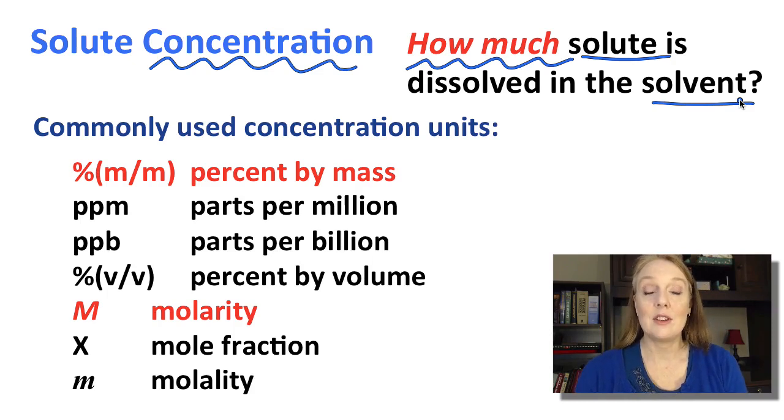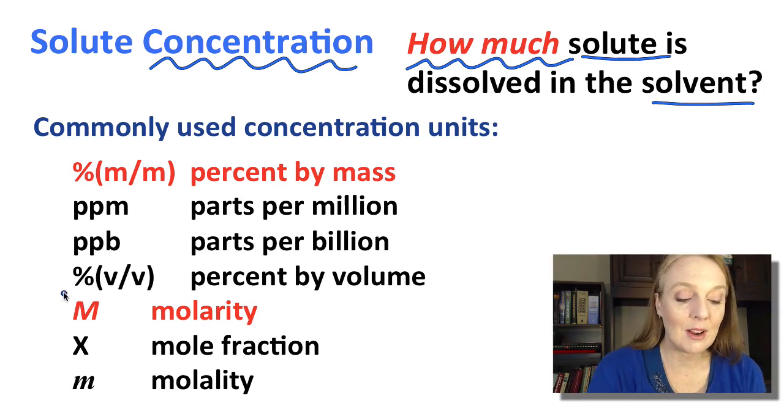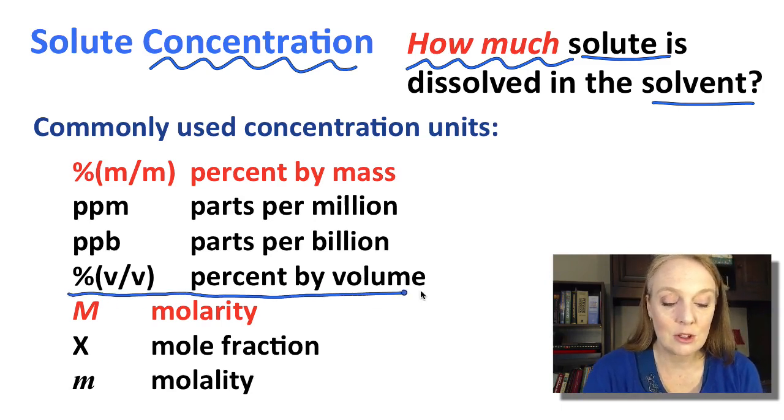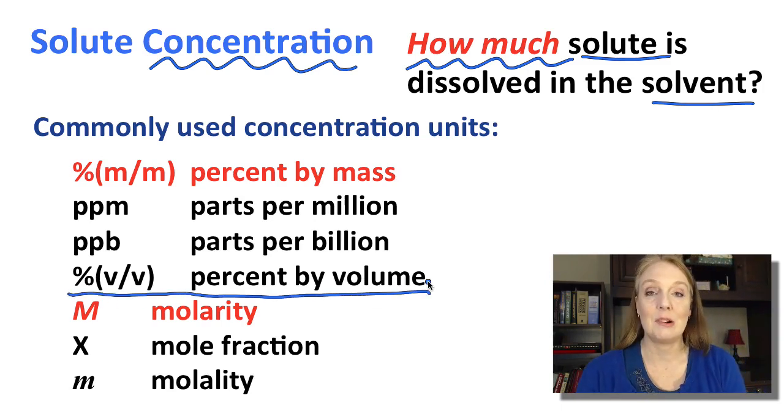There's all kinds of different ways people can express the amount of solute that is dissolved. And the choice that is made for how to express this is often a choice of convenience. For example, if someone made the solution by measuring the volume of a liquid solute and also the volume of the solvent, then it might be very convenient for them to express the concentration as percent by volume because they know the volumes that they mixed.